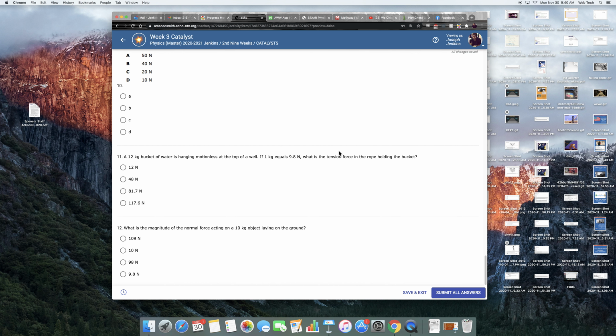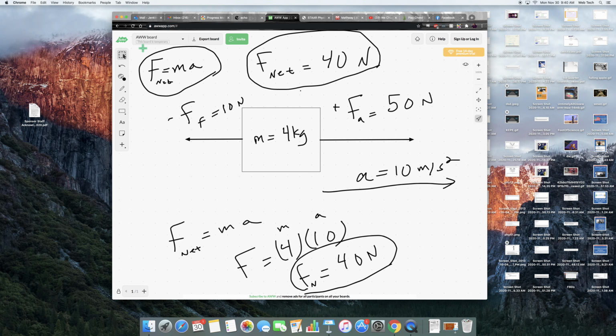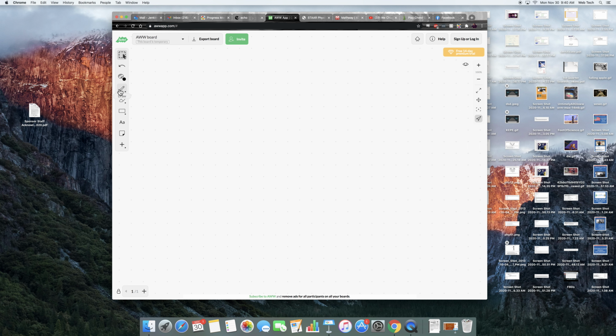How about this one? A 12-kilogram bucket of water is hanging motionless at the top of a well. Let's draw that. We've got to draw these. You've got to get into this habit. Don't just let me do it. Get out your pen and paper and start drawing these out. This is how you're going to do it.